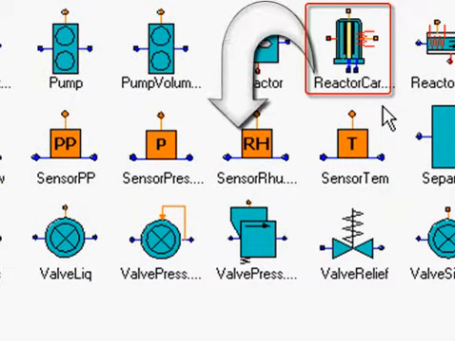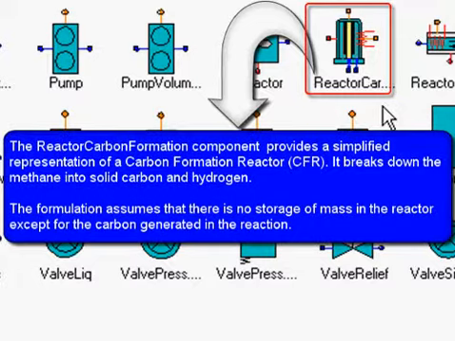The reactor carbon formation component provides a simplified representation of a carbon formation reactor. It breaks down the methane into solid carbon and hydrogen. The formulation assumes that there is no storage of mass in the reactor except for the carbon generated in the reaction.